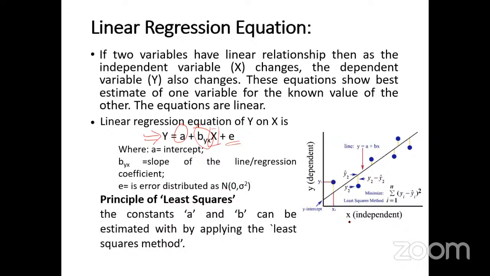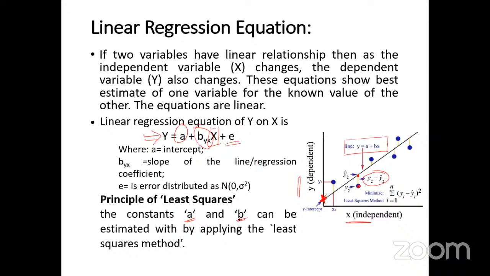Let us consider x as your independent factor and y as your dependent factor, and you make the regression line. The point where this line intersects your y-axis is called the intercept. The difference between your observed value and the value estimated from this line is called error. The line fitted with the help of linear regression is y = a + bx.